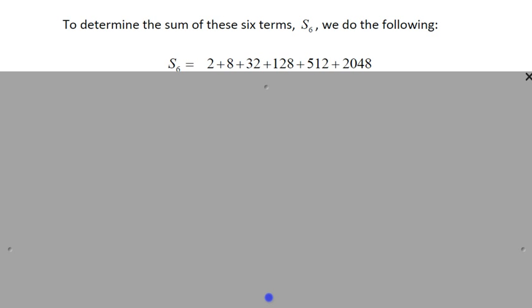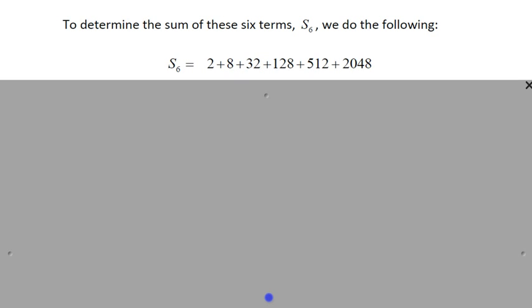Okay, so if we want to get S6, we're going to add up 6 terms, which is 2 plus 8 plus 32 plus 128 plus 512 plus 2048. Now here's the trick we're going to do. I don't think Gauss thought of this one. We know the common ratio is 4, right?